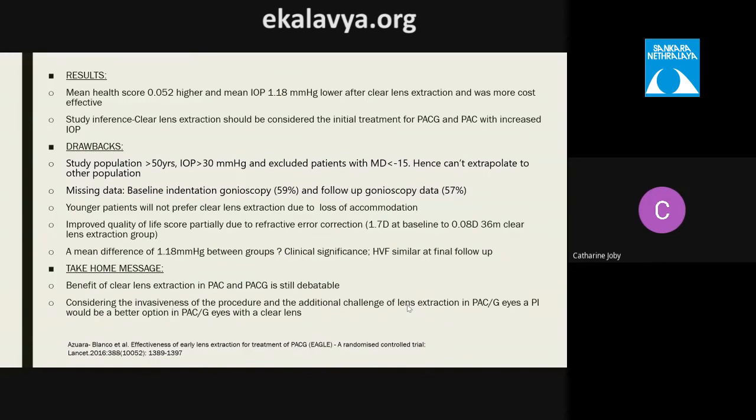Improved quality of life score was partially due to refractive error correction. There was a mean difference of only 1.18 millimeters of mercury between the groups, and the HVFs were similar at final follow-up. From this study, we arrived at a conclusion that the benefit of clear lens extraction in primary angle closure and primary angle closure glaucoma is still debatable. Considering the invasiveness of the procedure and the additional challenge of lens extraction in primary angle closure or glaucoma, peripheral iridotomy would be a better option in primary angle closure or primary angle closure glaucoma eyes with clear lens.